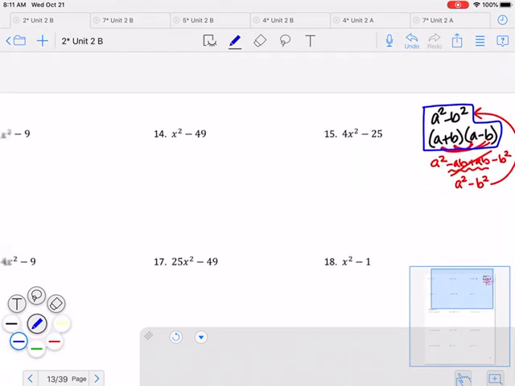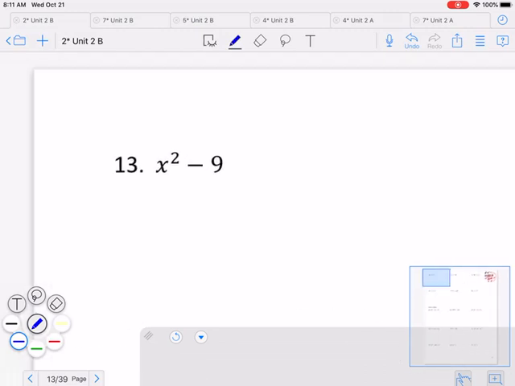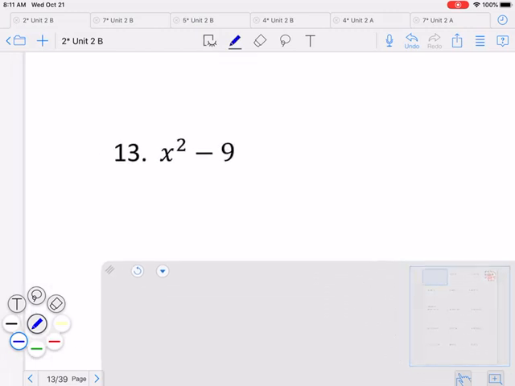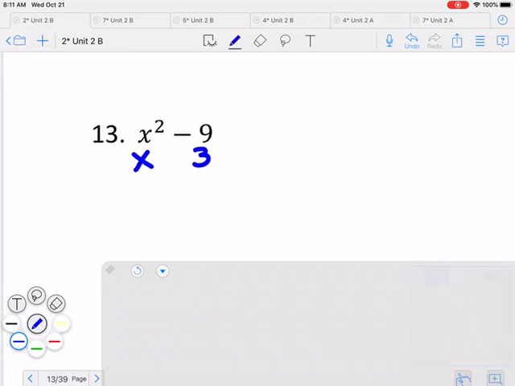Unfoiling. So what I need to do for these is identify the thing that's being squared. What do you square to get x squared? x. What do you square to get 9? 3, because 3 squared is 9. So the x and the 3 are like the a and the b in the formula: x plus 3, x minus 3.